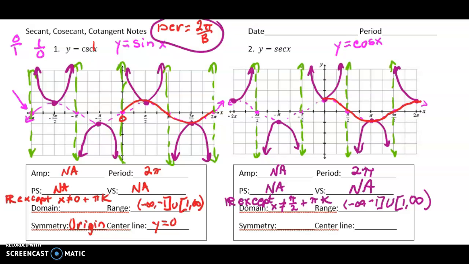And symmetry: this has y-axis symmetry. Now this is the parent function. Not all secant functions have y-axis symmetry. And the center line again, sorry about that, y equals 0, the x-axis.